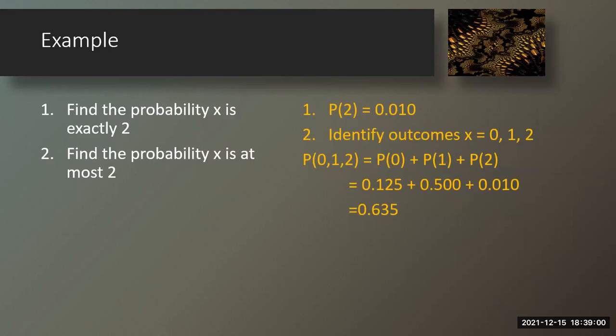Now, to find the probability that x is at most 2, that means x could be either a 0, a 1, or a 2. So I need to look those probabilities up directly on that table, sum them together, and I get 0.635. A lot of issue that students face with this type of problem is working with the language: at most 2, less than 2, at least 2. Things like that tend to assume a little bit of import as we work through this, and it can be confusing for students.